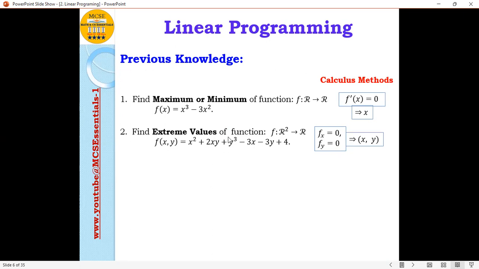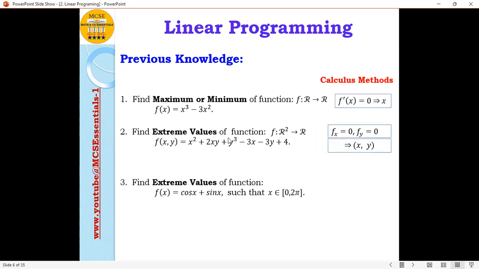In addition to these two examples, we also solve the problems in which we were asked to find extreme values of a function, and along with that, the variable x was also restricted to stay within a given range. Here in this example, function f of x was actually a trigonometric function, and we were asked to find the maximum or minimum value of this function, but the determination of the values of x was restricted to a range from 0 to 2 pi.